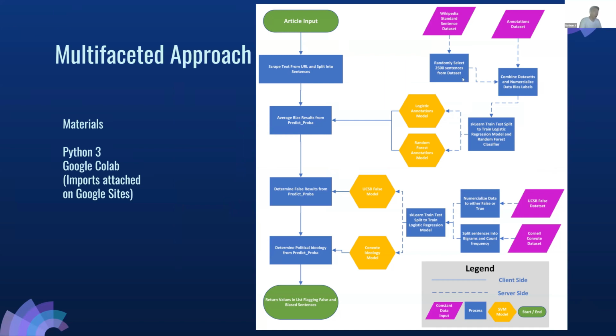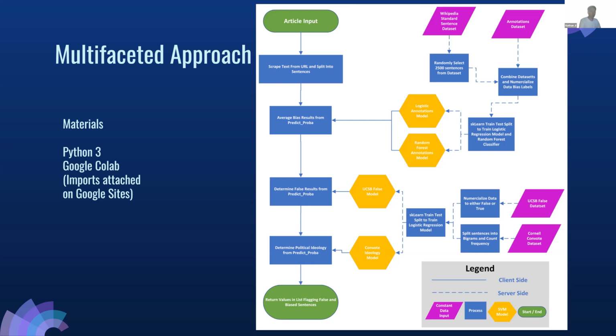We have a total of 4 data sets, and they're synthesized in different ways. We'll go over them later, but basically what you can see here is that the annotations model is how we predict bias, and the UCSB false and Cornell convo data sets are used to determine false results and political ideology.